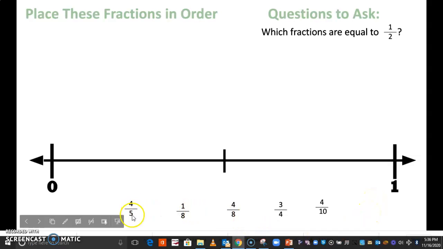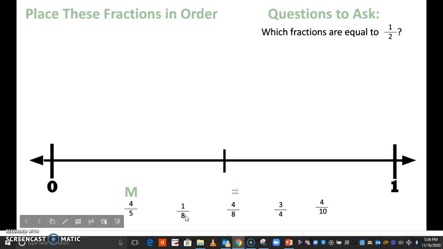Okay, so let's look. We've got 4/5, 1/8, 4/8, 3/4, and 4/10. Well, I know that a half is when my denominator is twice as much as my numerator. So I know that 4/8 is going to be equal to a half. Okay, let's come back over here to 4/5. If I have 5 circles on my pizza and 4 of them are filled in, that's going to be more than half, right? It's almost a whole.